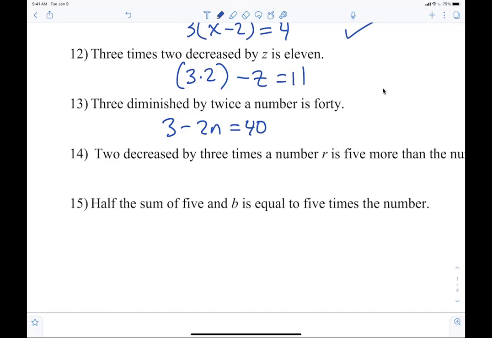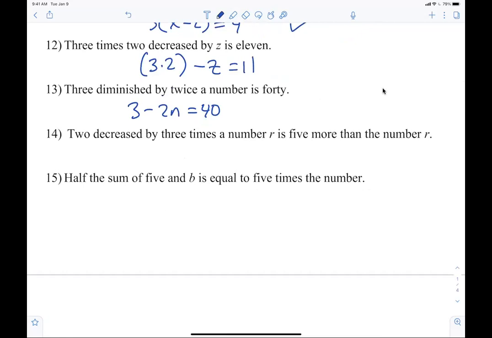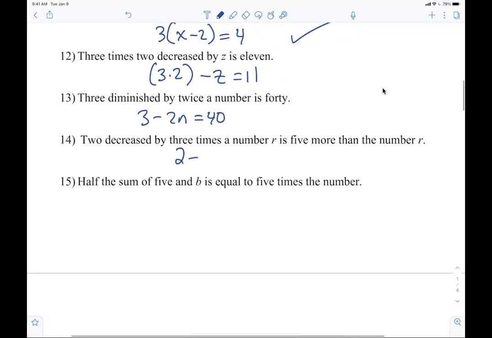After Katie, I want Mr. Lackman. Tell me, buddy. 2 decreased by 3 times the number equals 5 more than R. Really, I want you to write R plus 5, because if it was less than, it would be wrong, right? You understand that? It's not bad, but it's just better if you understand more than and less than kind of reverse the order.